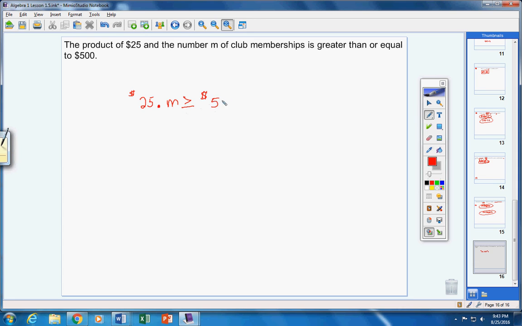$500. Now that's about the best I can do on these guys, okay? Actually, 25m could be written like this if you wanted. 25m is greater than or equal to $500. You can put the dollar signs or you don't have to, it's up to you. Okay, so the product, so I put a dot. The product of what? 25 and the number m, so 25 times m is greater than or equal to $500, and there's your answer.